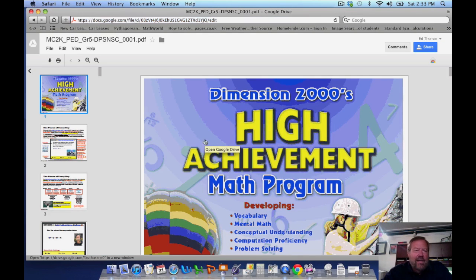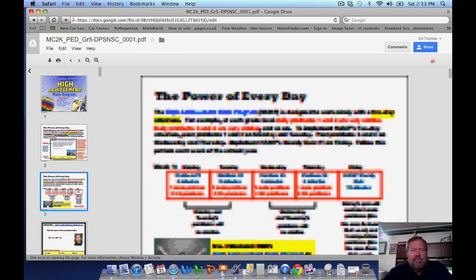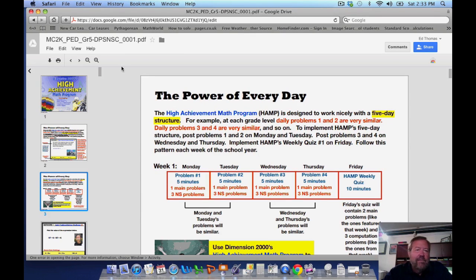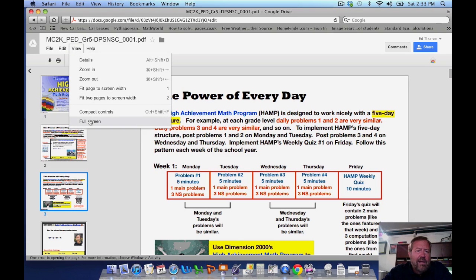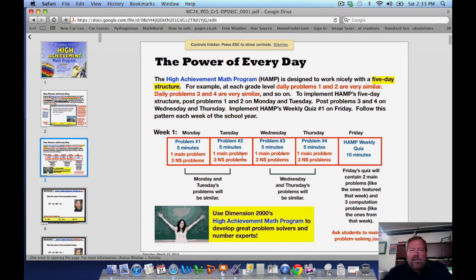Now these are designed for teachers to use every day. That's why we call this the Power of Every Day. And again, I'm going to go to full screen on the view. And notice the structure right here, that Monday we have problem number 1, and we only allot 5 minutes. The way we do that is we tell the kids, okay, you have 2 minutes to solve it by yourself. Then we take 1 minute to share with a partner. And then we have 2 minutes where the teacher leads a discussion on how to solve the problem. Makes a total of 5 minutes.